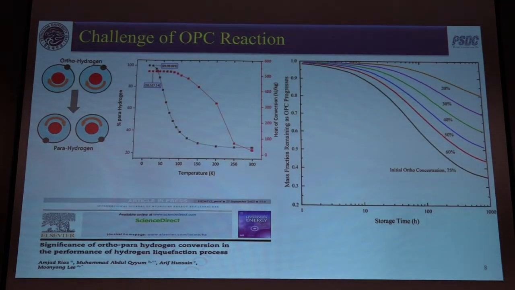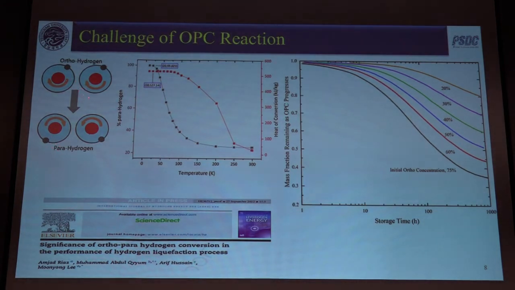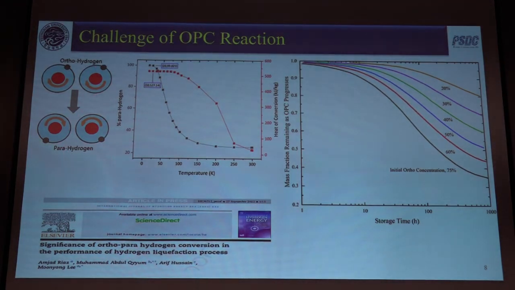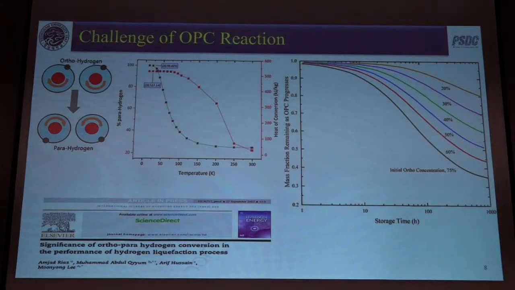Talking about the reaction, hydrogen in itself actually exists in 2 different quantum states: orthohydrogen, which has the same nuclei spin, and parahydrogen, which has a different nuclei spin. In the normal state, hydrogen exists as 75% ortho and 25% para. This is the normal state at equilibrium in atmospheric, ambient conditions.